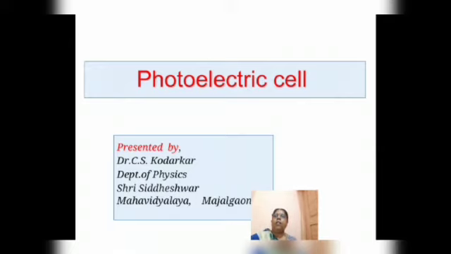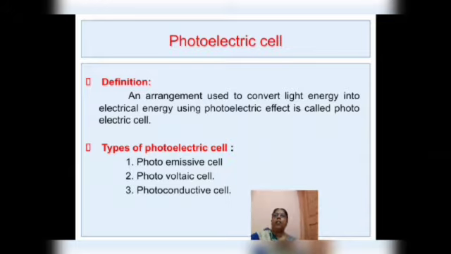Today I am going to discuss the photoelectric cell. Definition: it is an arrangement used to convert light energy into electrical energy using the photoelectric effect. Means in a photoelectric cell, light energy is converted into electrical energy. The photoelectric effect is the phenomenon of emission of electrons from the surface of metals when light radiations of suitable frequency fall on them. The emitted electrons are called photoelectrons, and the current so produced is called photoelectric current.